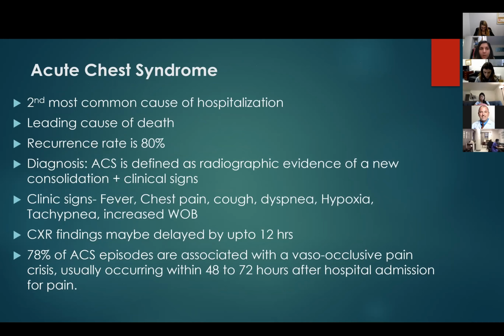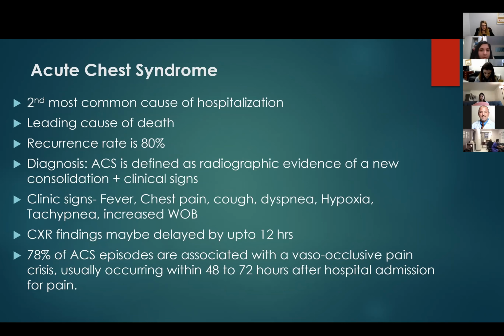Okay, now moving on to acute chest syndrome. This is the second most common cause of hospitalization in these patients, but it is the leading cause of death. And the recurrence rate is really high, 80%. So if somebody's had their first episode of acute chest syndrome, it's very likely that they will recur. So every time you admit a patient, always ask them, have you had acute chest in the past?